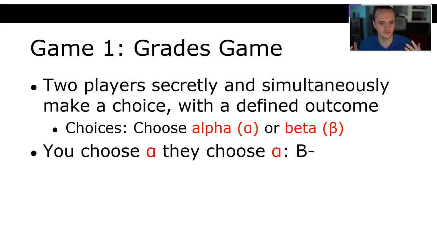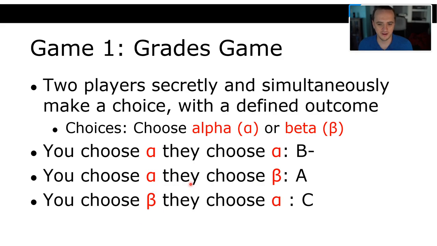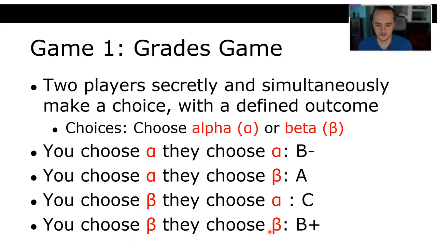So here are the outcomes of the game. This is the text description of the game, if you will. You're playing with someone else. You're locked in different rooms, and they say, make a choice, alpha or beta. And here's the outcome. If you choose alpha and they choose alpha, you get a B minus. If you choose alpha and they choose beta, you get an A. If you choose beta and they choose alpha, you get a C. If you choose beta and they choose beta, you get a B plus, okay?